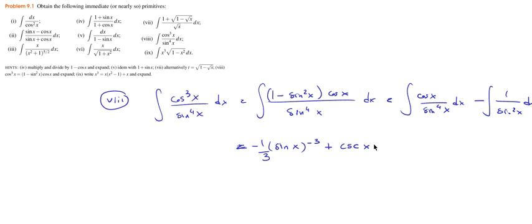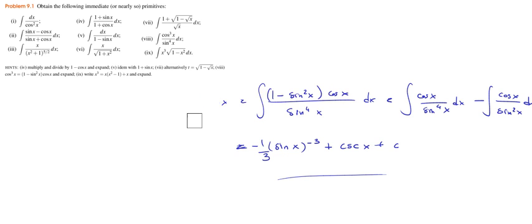Yes, sorry, I forgot. This is going to be the cosine of x here. And now the integral of this is the cosecant of x plus c. And right, we have seen this before here. And let's see.